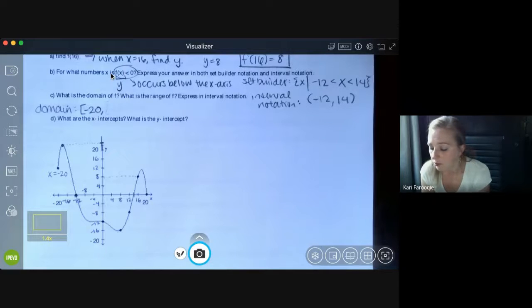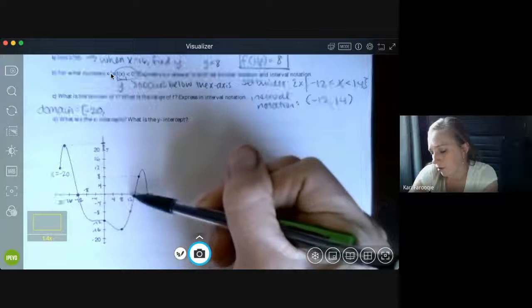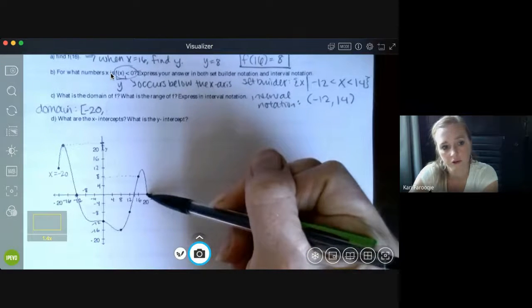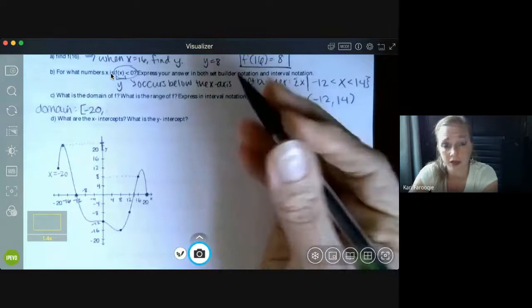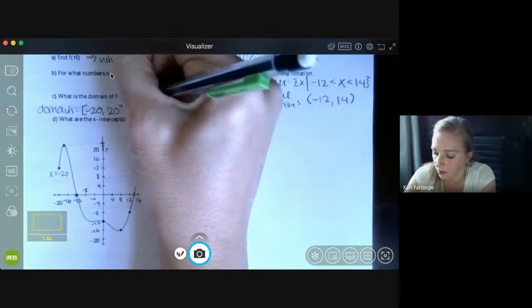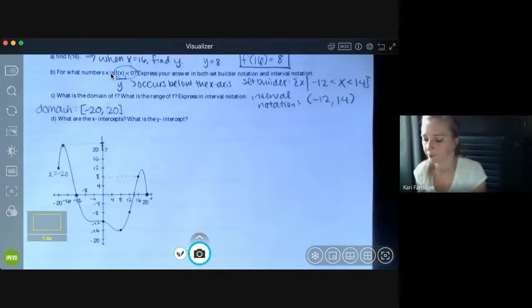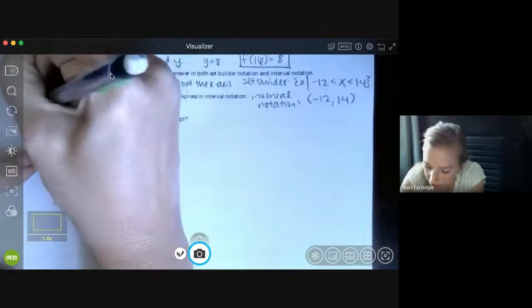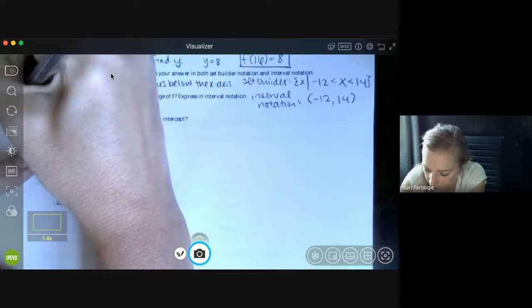For the domain, we found the smallest value that x could possibly be. Now find the largest value. So you're going through your graph all the way to the right. Go to the point that's furthest to the right, and the x value that's furthest to the right on the graph is +20. And there's a closed circle there. The graph actually exists at +20. So the domain covers values of x from -20 to +20. So remember that the domain will be the values of x that are graphed.